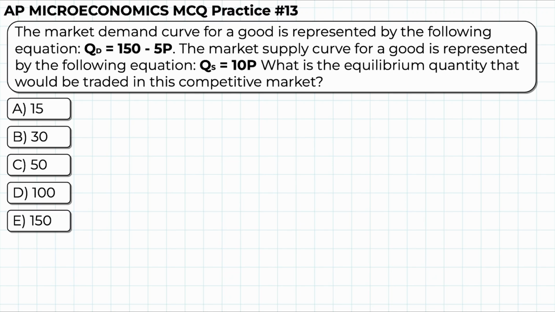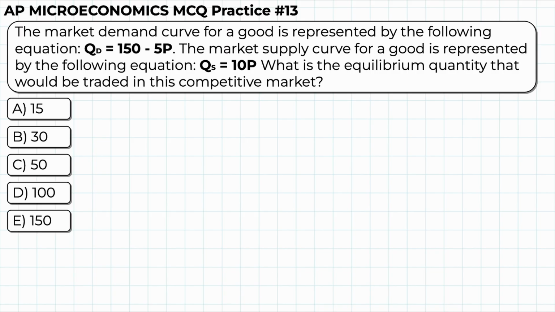Alright guys, AP Microeconomics practice question 13 looks like this. The market demand curve for a good is represented by the following equation. Quantity demanded is equal to 150 minus 5p. And the market supply curve for a good is represented by the following equation. Quantity supplied is equal to 10p.